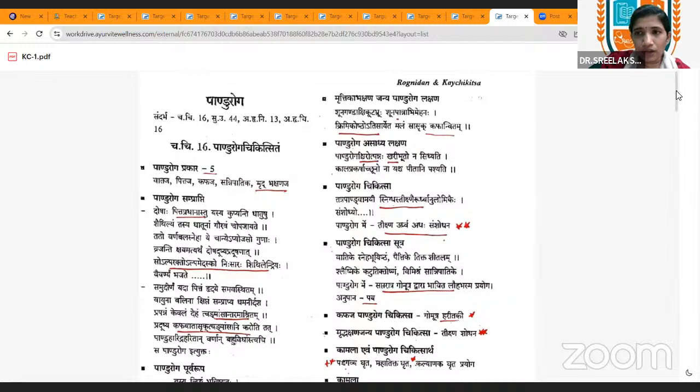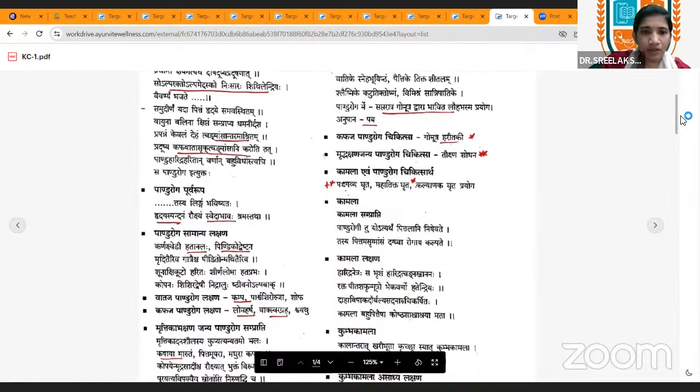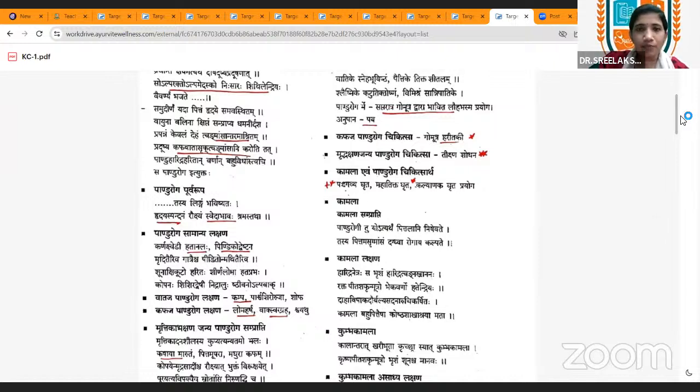In Purva Rupa, you have to learn mainly about Hriday Spandana. Hriday Spandana is the Purva Rupa of Pandu, and Sweda Abhava. That is an important point. Sweda Abhava and Raukshya and Hriday Spandana.